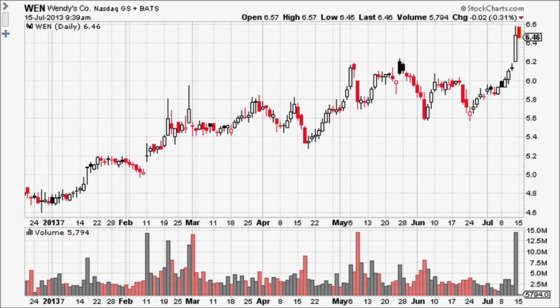On-balance volume is a simple indicator that uses volume and price to measure buying pressure and selling pressure. Buying pressure is evident when positive volume exceeds negative volume and the OBV line rises, and selling pressure is present when negative volume exceeds positive volume and the OBV line falls.